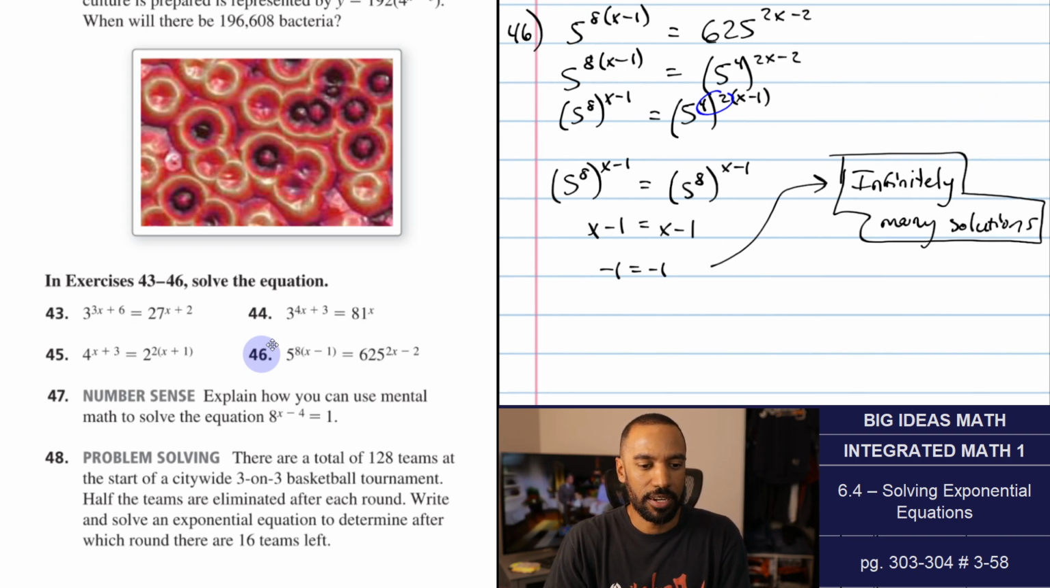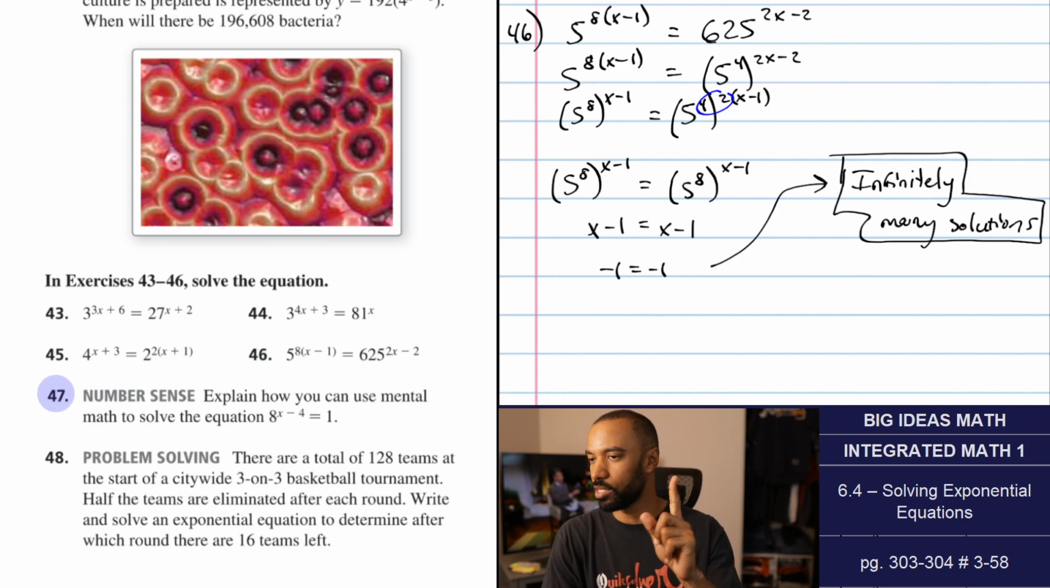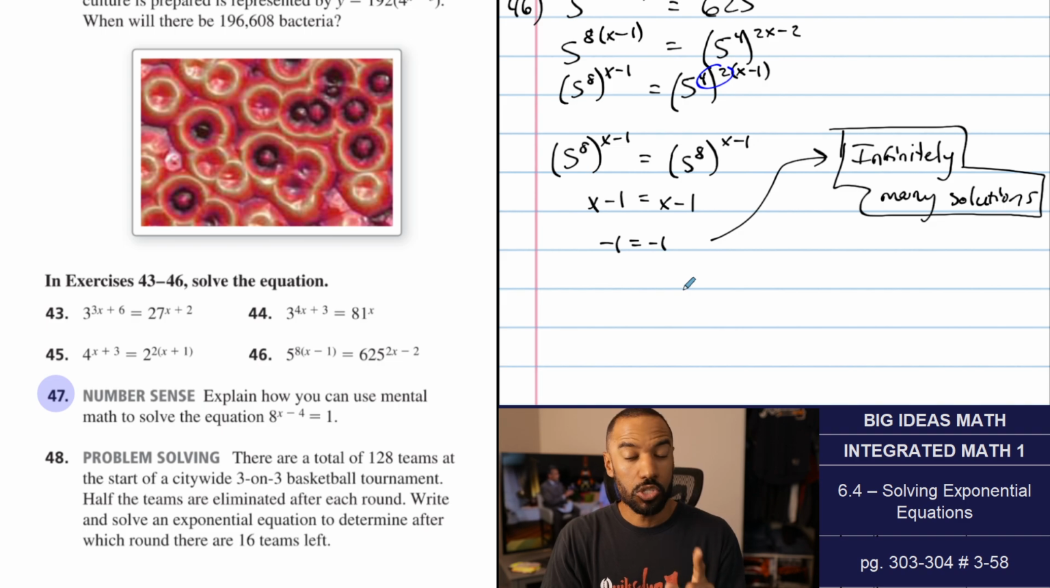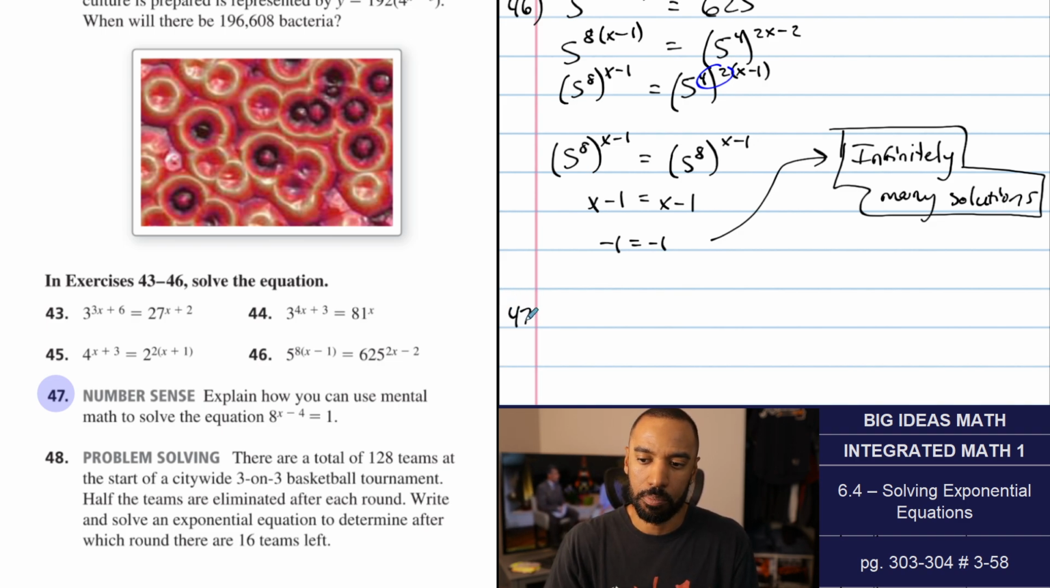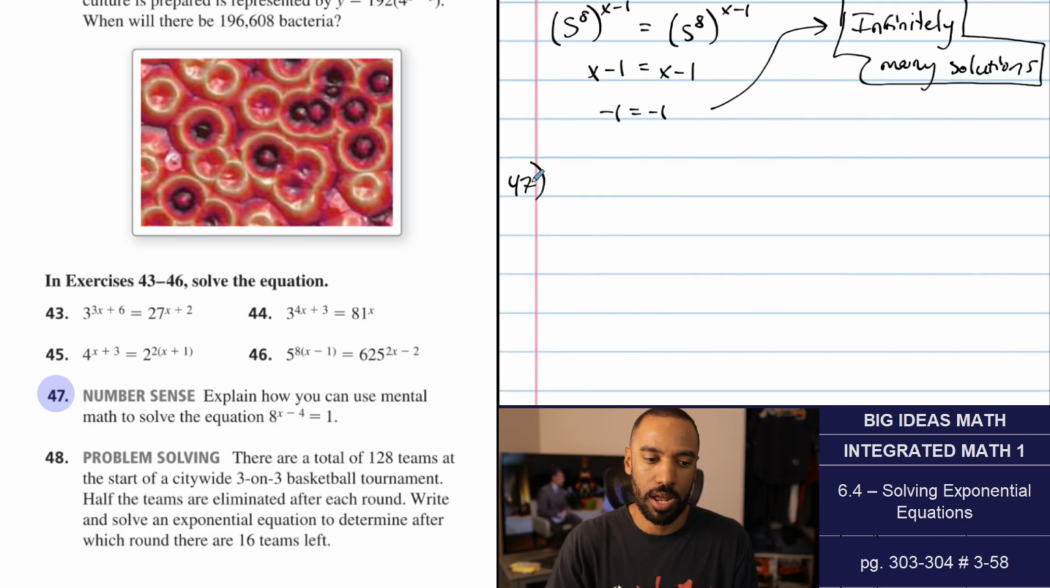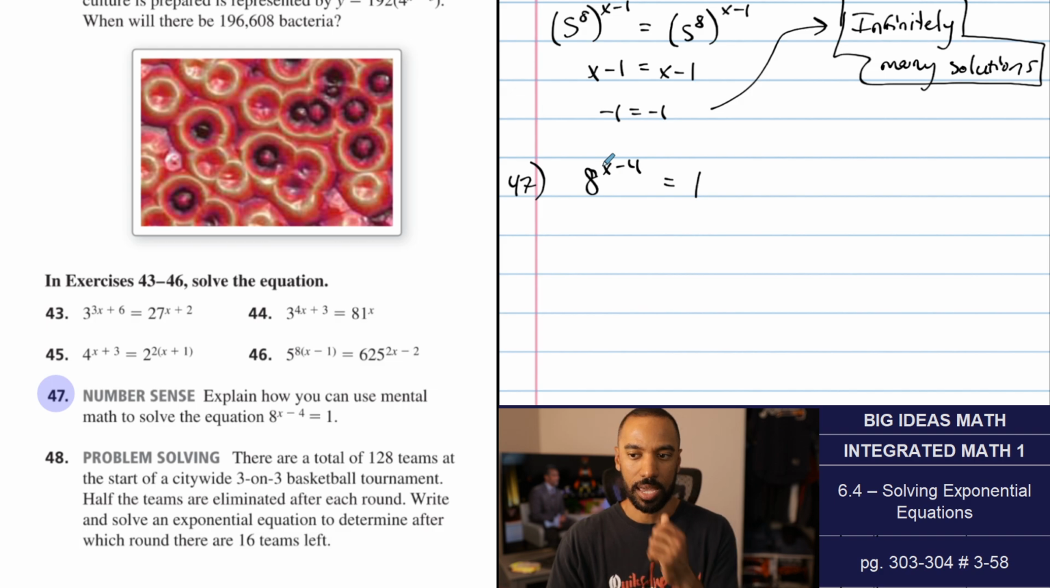Okay, number 47, number sense. Explain how you can use mental math to solve the equation 8 to the x minus 4 equals 1. This was the question. I was going to bring this up before, and I stated they didn't show it up in the lecture portion, and they made it its own special problem. This was the one I was talking about, when you have 1 on this side.